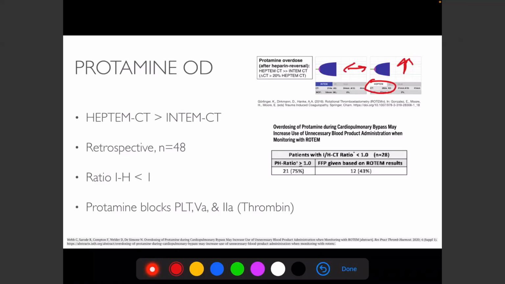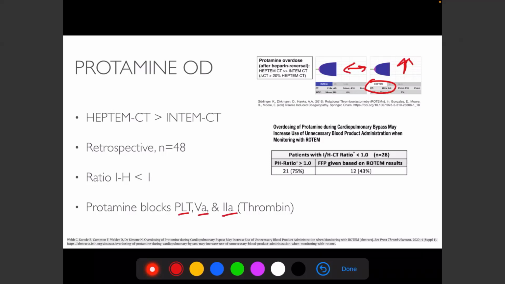So when somebody leaves the OR from cardiac surgery, they get a dose of protamine. And protamine in isolation, it works because it binds heparin and then both molecules are neutral. But free protamine is actually an anticoagulant and it blocks platelet formation, factor 5 and factor 2. So if you have too much protamine, that'll make you toxic.